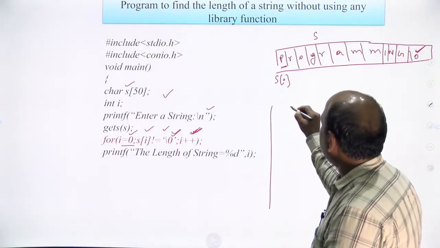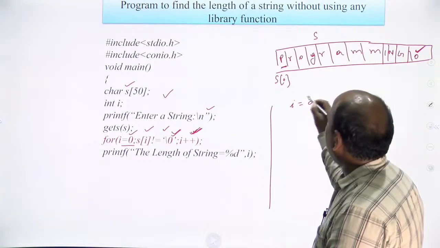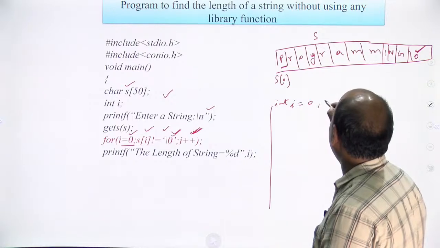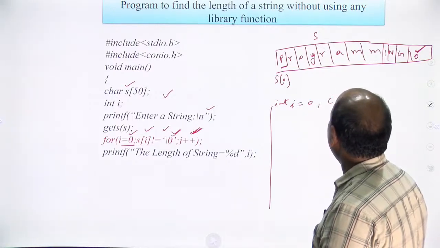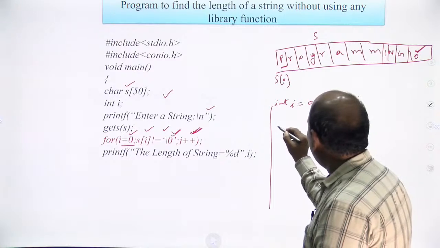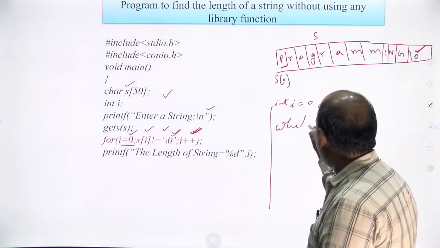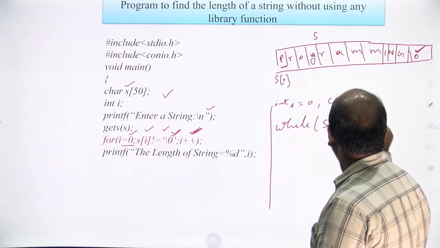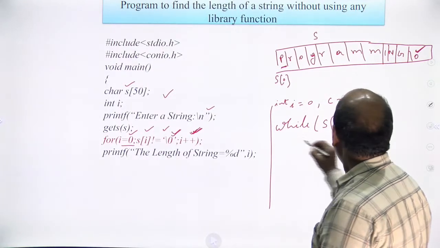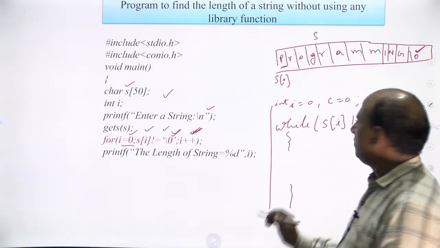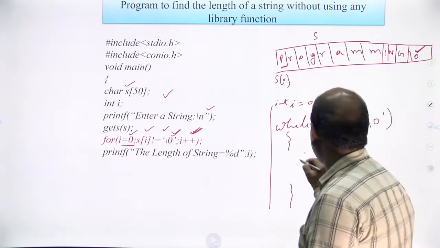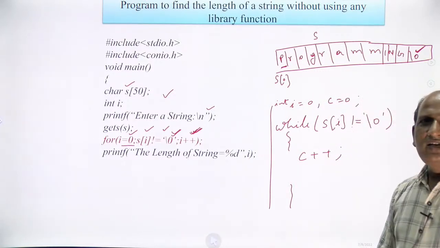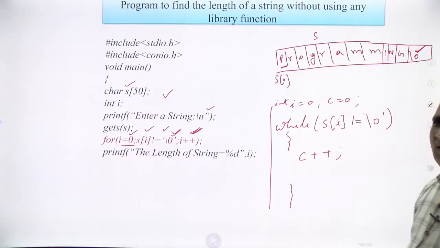I have declared a variable i equal to 0, and a counter c equal to 0, and we will check while s[i] is not equal to '\0', is not equal to the null character. Until then we have to move to this body, and we will just increment this counter variable c.